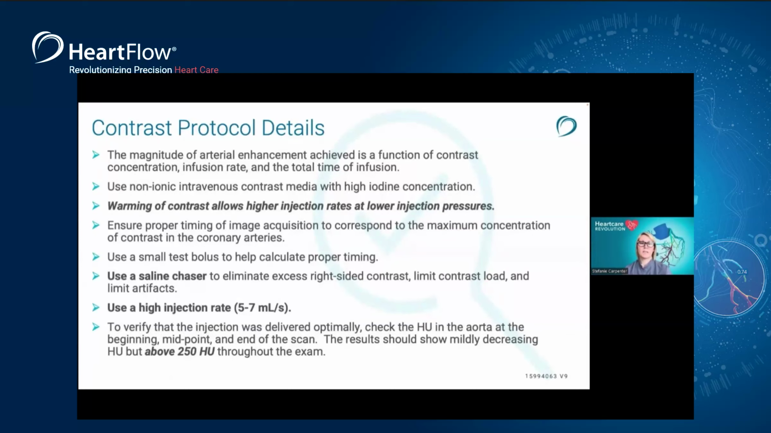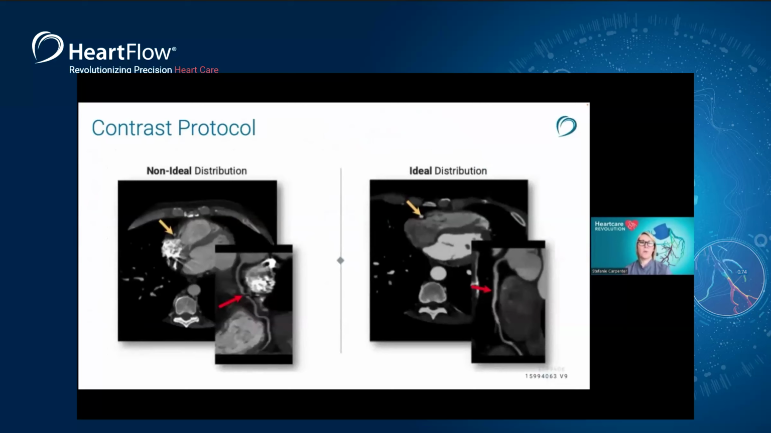Continuing to follow the SCCT guidelines, it is recommended to use an 18-gauge angiocath in the right AC whenever possible and inject between 5 and 7 mL per second. Here is an example of poor contrast injection on the left and ideal example on the right.